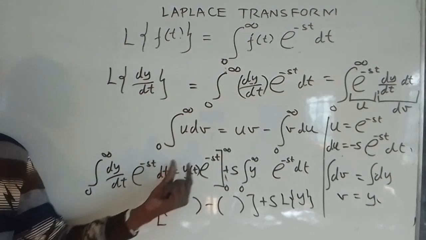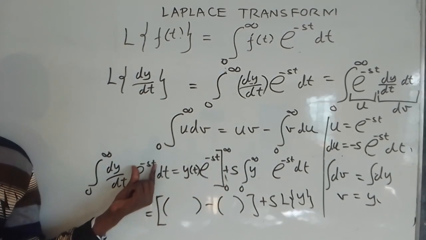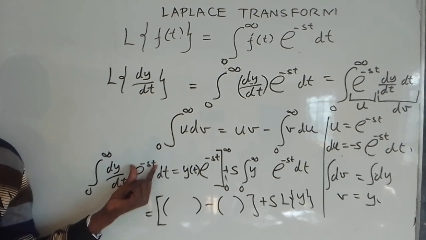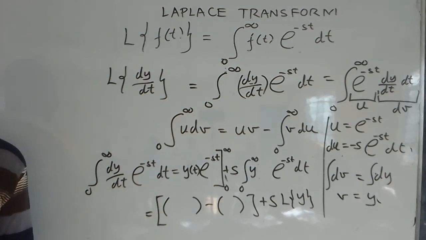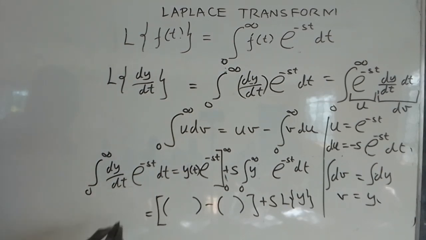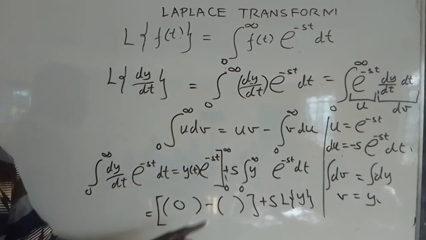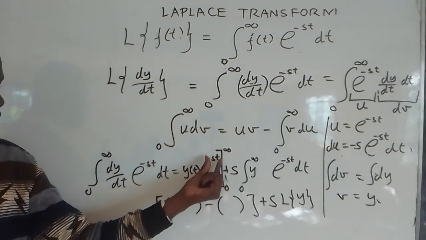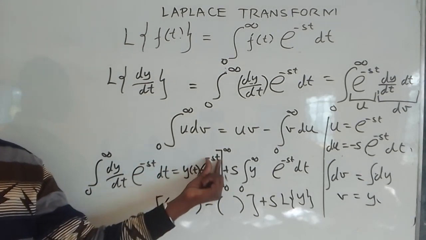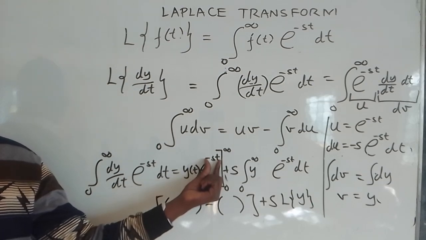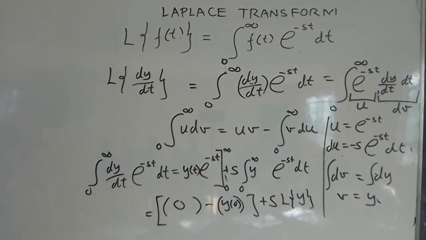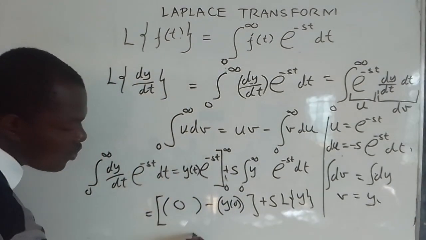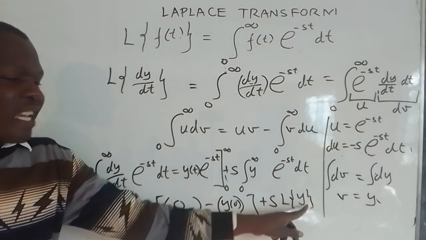Then in this first part, upper limit, you substitute infinity here. You know exponential of negative infinity is 0. You simply calculate exponential raised to a very big negative number, where the big number stands for infinity, then the output will be 0, isn't it? So that is 0. Then if you substitute 0, where there is t, you put 0. So exponential 0 will be 1, isn't it? Anything raised to 0 is 1. So you remain with y of 0, isn't it? You remain with y of 0. So in the end, you rearrange: 0 minus y of 0 plus s times the Laplace transform of y.